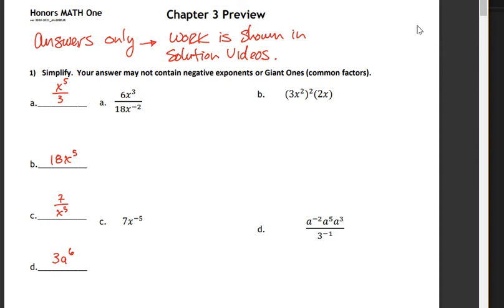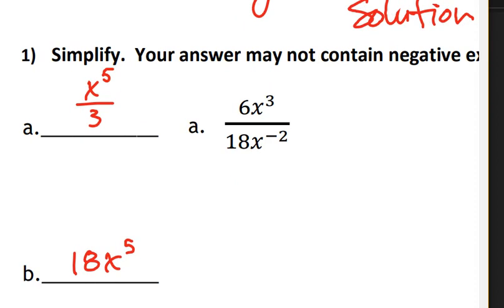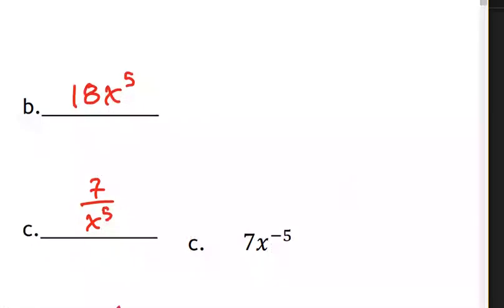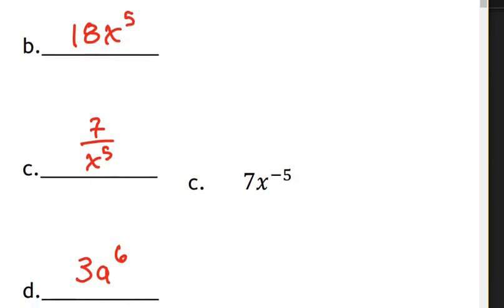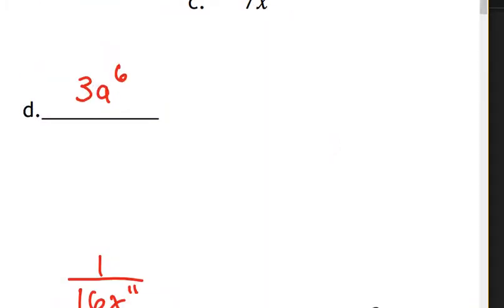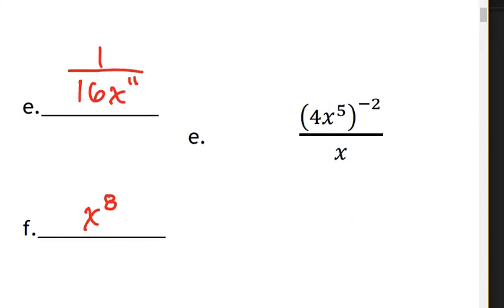So here's a list of answers to the Chapter 3 preview. The first one, the answer was x to the fifth over 3. B was 18x to the fifth. C was 7 over x to the fifth. D was 3a to the sixth. E was 1 over 16x to the 11th. And F was x to the 8th.